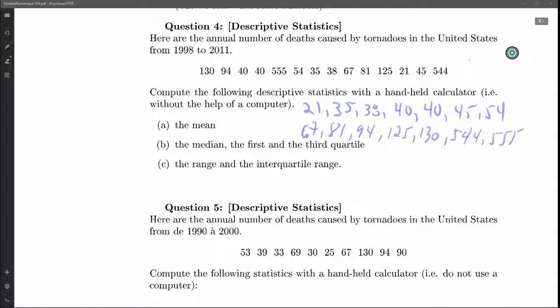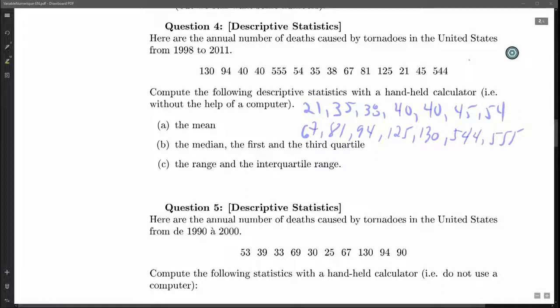The first thing that you need to do is order your values from the smallest to largest. Notice that the first value here is 130, then 94, then 40. They're not in order, so you have to reorder the values. The smallest value is 21, then 35, then 38, and so on. The second largest value is 544, then 555. So we ordered them in ascending order for you here.